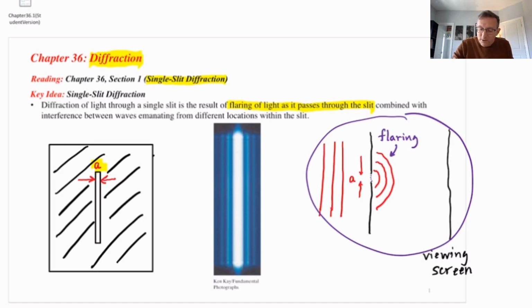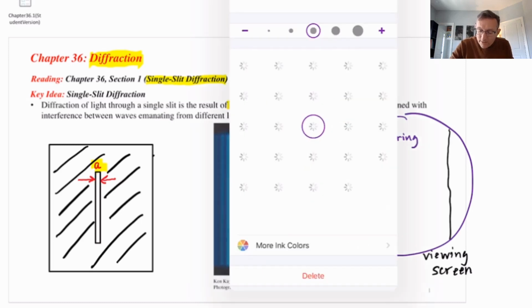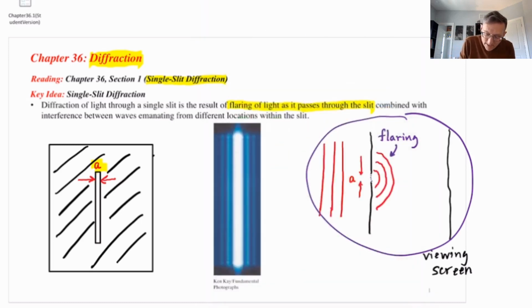So don't be confused by the length of the pattern that you see up and down that way. That's not the important thing. The important thing is what you see looking left and right.